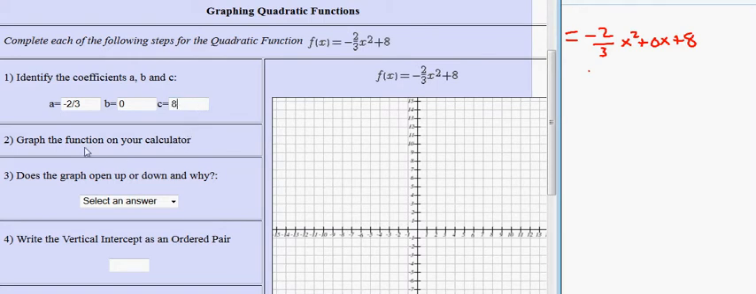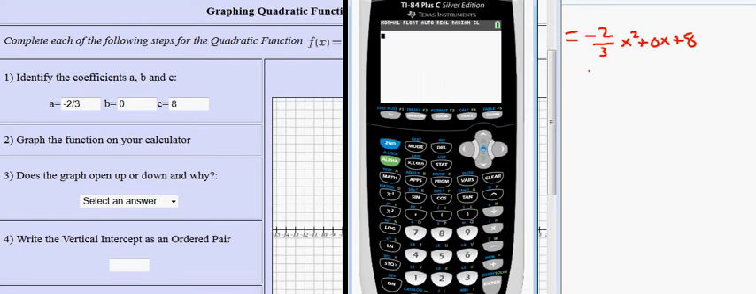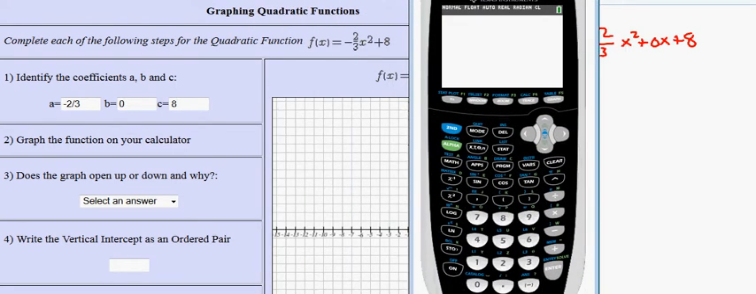The next question says to graph the function on our calculator and then determine whether it opens up or down and state why. So I'm going to go to my calculator here and type in the equation. The first thing you want to do is turn your calculator on. Go to your y equals key. If you have any equations already in there, hit clear. I'm going to go down and clear that one out too. So in y1, I'm going to type in the negative 2/3. I'm going to do it in parentheses. So I have the coefficient negative 2/3 times x squared, and then plus 8.